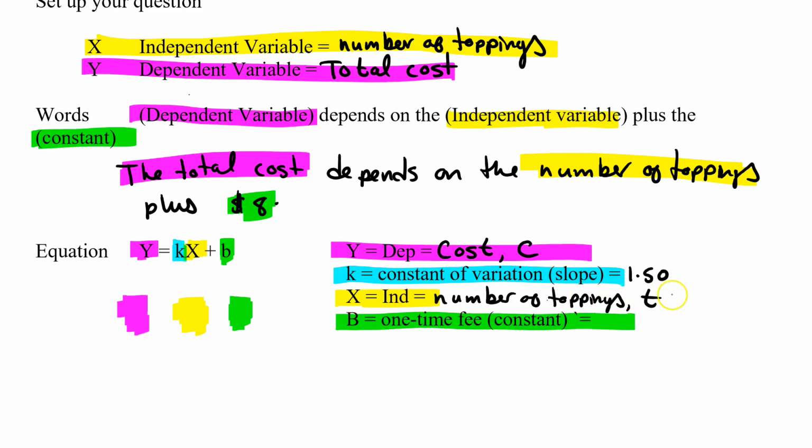We're going to call that t. And the one-time fee, or the constant, is going to be that $8. So if I write a formula, I'm going to say C equals 150t plus 8. Fabulous. So this right here is going to be our formula.